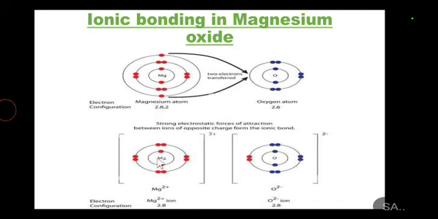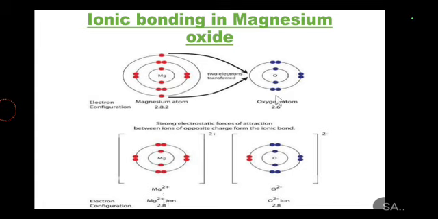So it will lose its 2 electrons, and hence in the L shell it will have 8 electrons. That will make it positively charged. After losing 2 valence electrons, it will develop the positive charge, and this is Mg2+. This is stronger.